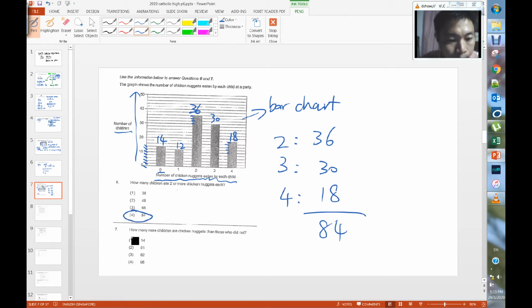And now, question 7. How many more children ate chicken nuggets than those who did not? So how many children ate 0 chicken nugget? So 0 is 14. Right? Now, how many more children ate chicken nuggets then?